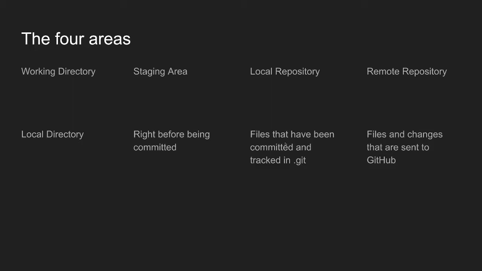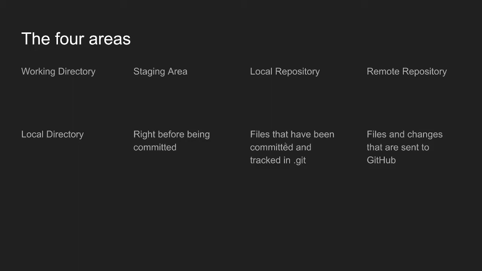There's a working directory, which is the local directory of our physical machine. The staging area, which is kind of the buffer zone between our working directory and local repository. Again, these aren't really physical areas; they're just stages or steps that our code is at.